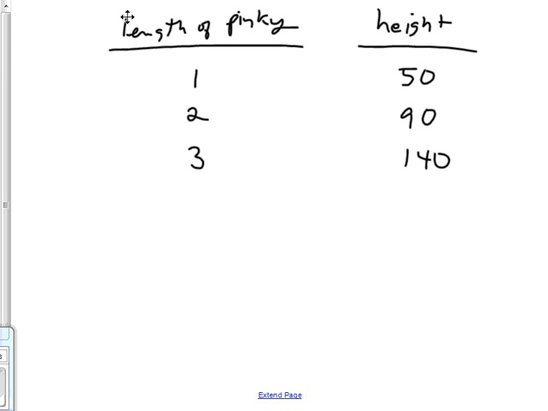These are ridiculous numbers. I'm making them up in my head, but the point is, put those numbers in the calculator, do the linear regression, and I'd like you to predict what a pinky length of 2.5 would be. If you try to do this on a chart, you better change your table settings to count by halves instead of count by wholes, and that'll make it work. So what I'm asking you to do is find the linear regression equation as the first part, and then use it to predict how tall the person would be if their pinky was 2.5 centimeters long. I want to pause for a second while you do that.